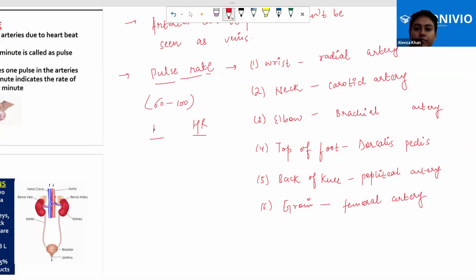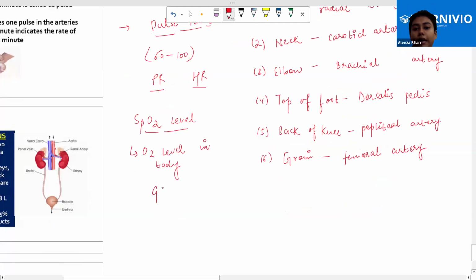Understood? One more thing I want to tell you is the SpO2 level. This is extra information I'm giving you, but you can apply it at home also if you have a pulse oximeter. In addition, with SpO2 you can check the oxygen level in the body. If this oxygen level goes below 94%, in some cases 95%, then most probably the person will have shortness of breath because the oxygen level is decreasing.